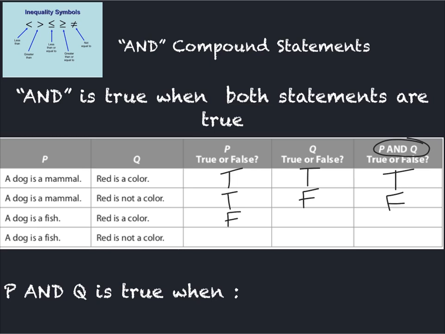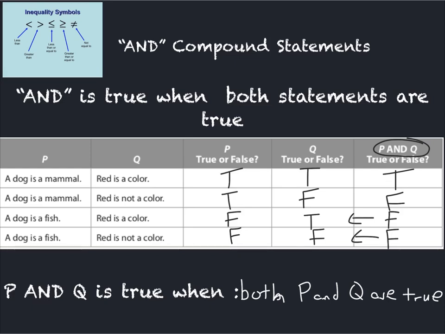So next, a dog is a fish. That's false. And red is a color. That's true. But this would still be false because both of our statements have to be true. And last, we have two falses, so that would make this false as well because both of our statements have to be true. So when is P and Q true? Well, it is true when both P and Q are true.